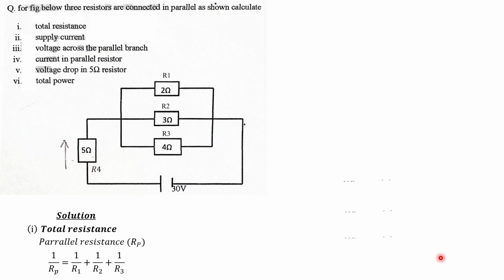All right, so let's move on to V, and we have to calculate the voltage drop in the 5 ohm resistor. So that is VR4, which we have already calculated, and this is equal to 25.4 volts. So the voltage drop in the 5 ohm resistor, that is VR4, is 25.4 volts.